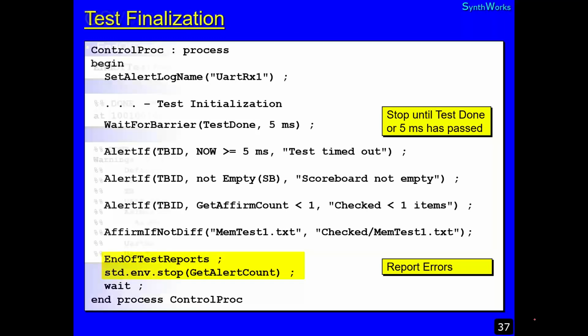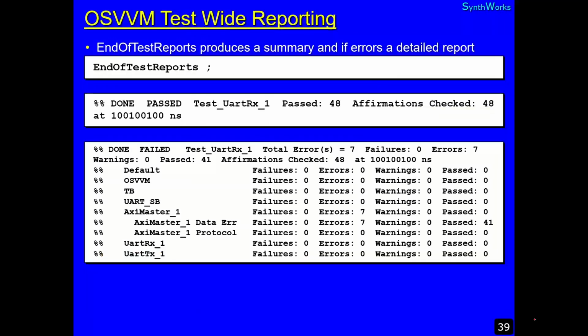Taking a look at what that does, when you call end of test reports, historically, this is all we did. We produced this report. If it passed, we gave you a nice pass message and told you the number of affirmations that passed are 48 and the number that checked are 48. That gives us a correlation that everything went right. Otherwise, if it failed, we give a complete listing of all the IDs in use and try to identify who failed and why.